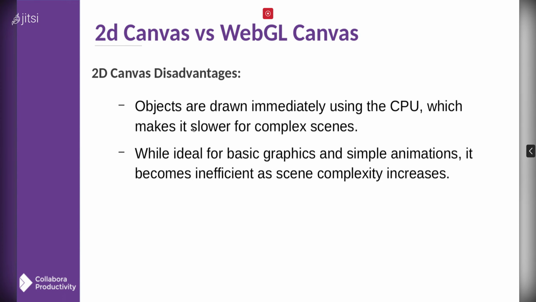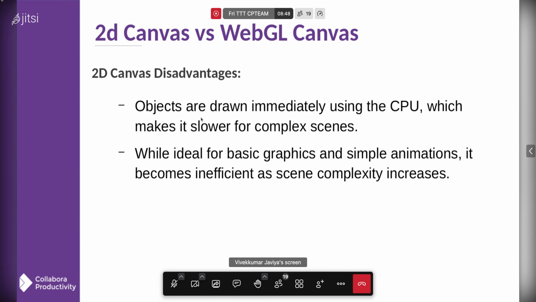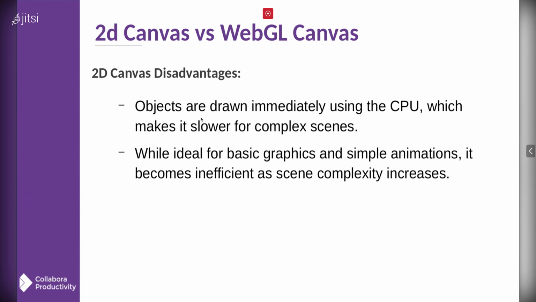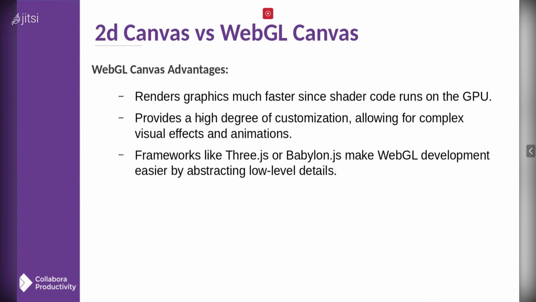Now, everything comes with disadvantages, and that's what the 2D canvas has. When we try to do something on a 2D canvas, it mainly uses the CPU, which makes it quite slow when we have to do complex transitions or complex rendering on the canvas. That's where we choose the WebGL canvas.